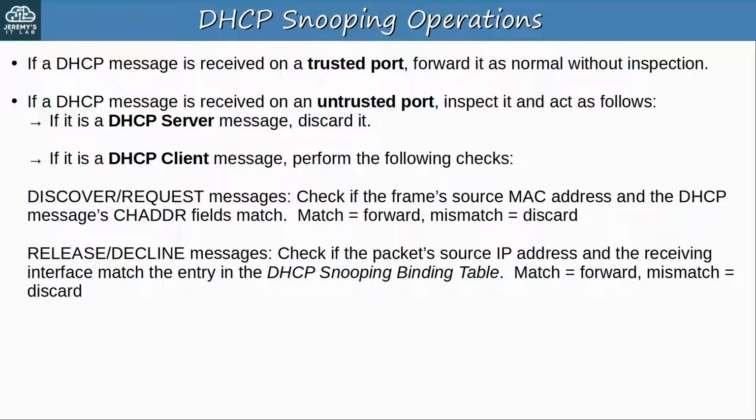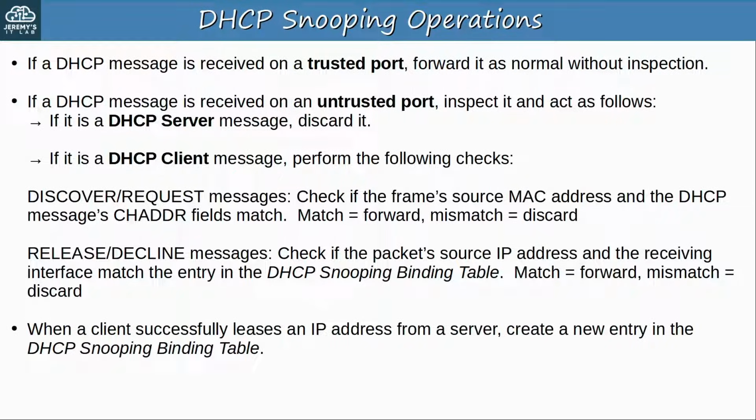Then, for release and decline messages, check if the packet's source IP address and the interface receiving the message match the entry in the DHCP snooping binding table. If they match, forward the message. If they don't, discard it. I haven't mentioned the DHCP snooping binding table yet. When DHCP snooping is enabled, the switch will create a new entry in the DHCP snooping binding table when a client successfully leases an IP address from a DHCP server. Let's take a look at that in the next slide.